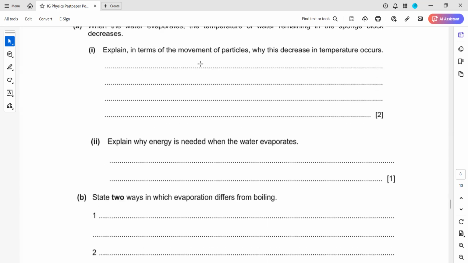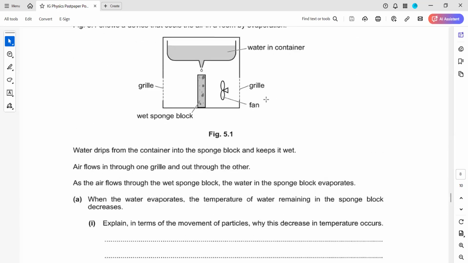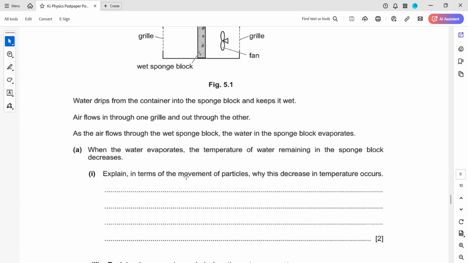Explain why energy is needed when the water evaporates. Why do we need energy to evaporate the water? Because of the bond, the attraction between the water particles. To break this attraction, we need energy. Energy is required. It's the same thing. If you say energy is required to break the bond or to break the force of attraction or decrease the force of attraction, that's also fine.